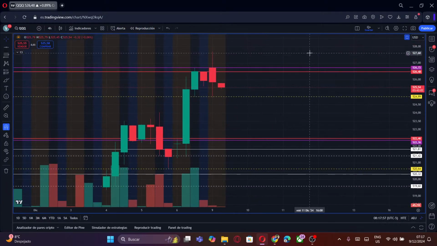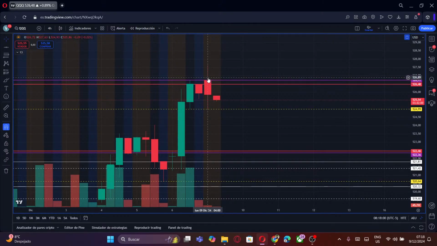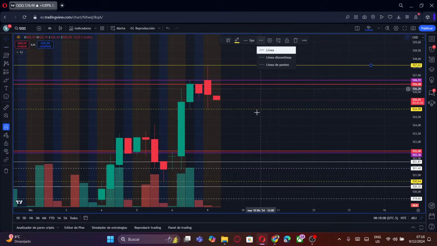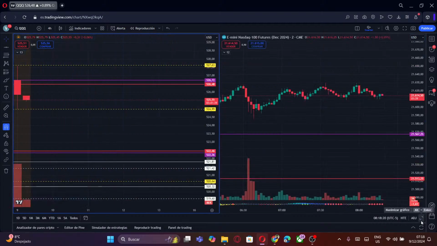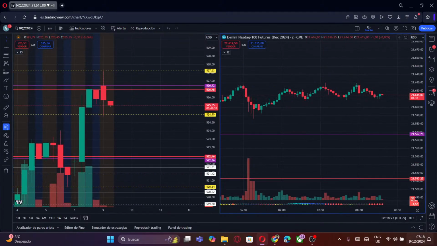For this candle I will mark it because it's the pre-market high. The volume is not much, but you know, it's the pre-market high, so I will mark it. That's QQQ already done. Now let's go to NQ.